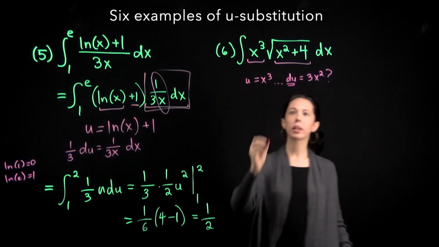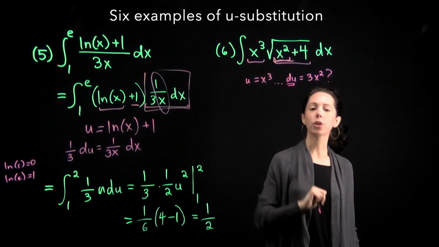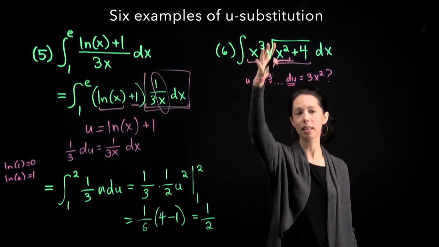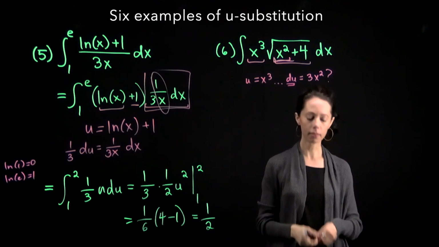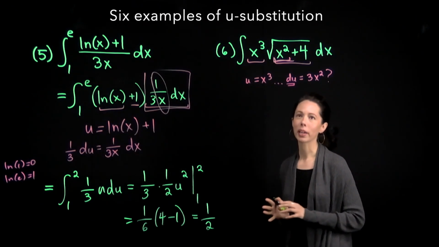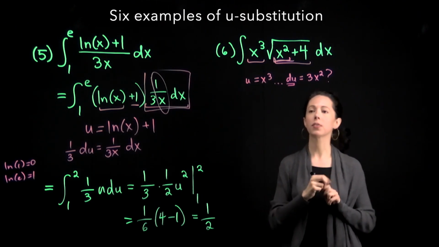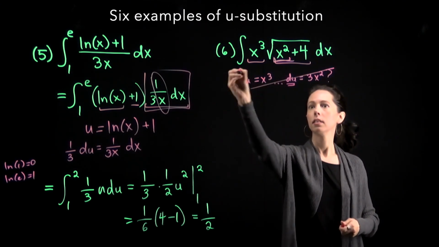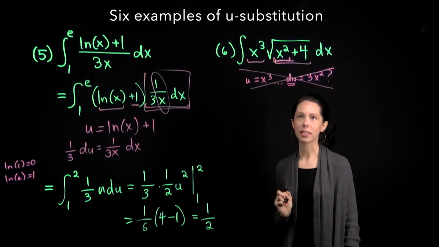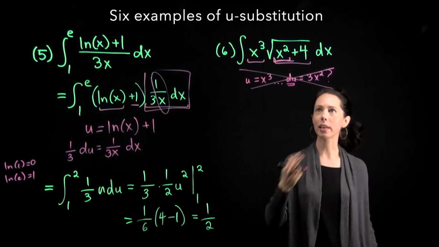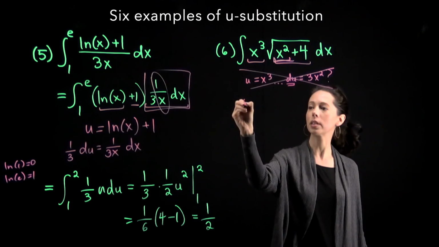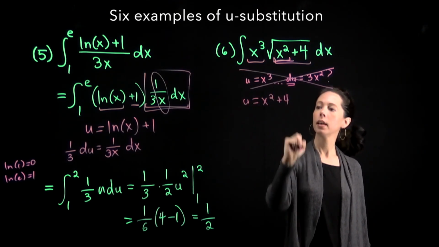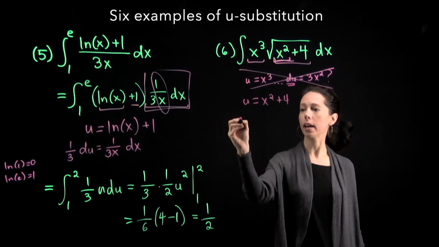So you do not want to take this and try to replace it with something to do with du, because that's just not going to be correct. It's inside of a square root. So instead, what we're going to do is let u be x squared plus 4. And again, this is not obvious if you haven't seen it before, but let me show this to you in case you run into this again. You'll know what to do. If u is x squared plus 4, du is 2x dx.